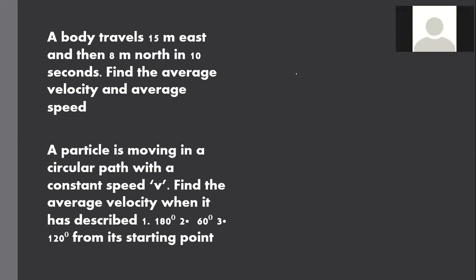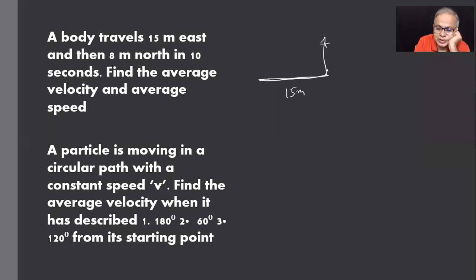Sir, I got V average 0.7 and 1.7 meter per second. What should I do? You tell me. Let me draw the figure first. A right angle, like this. How much is this? 15 meters. And then north, 10 meter. We can see this is east, that is north.